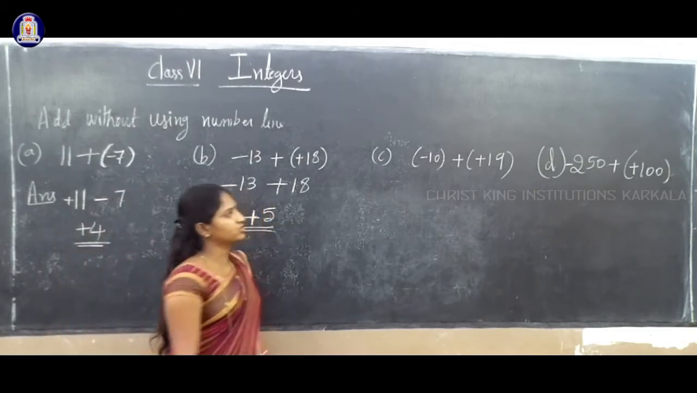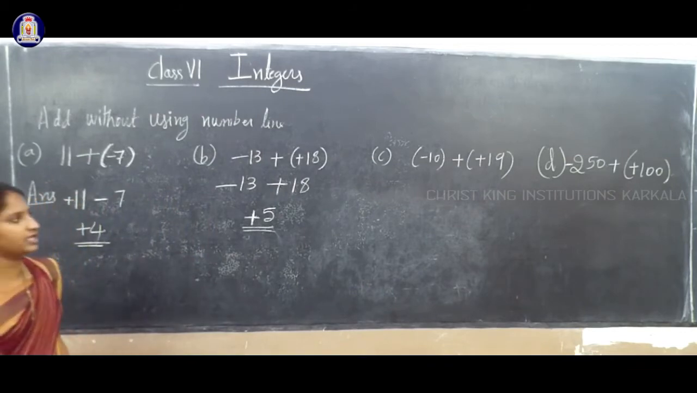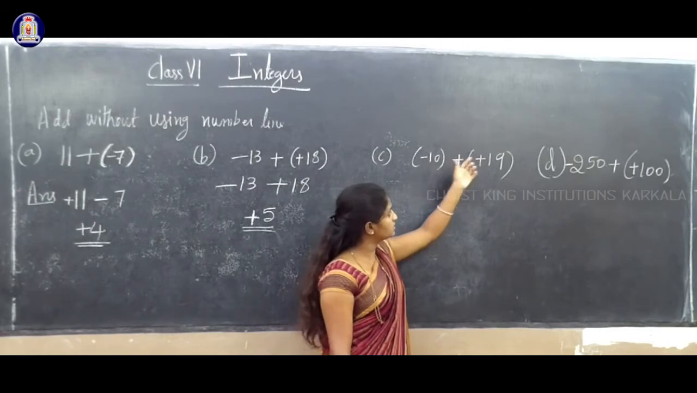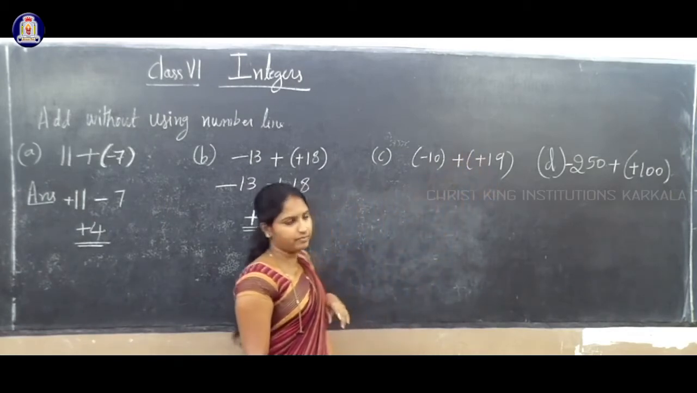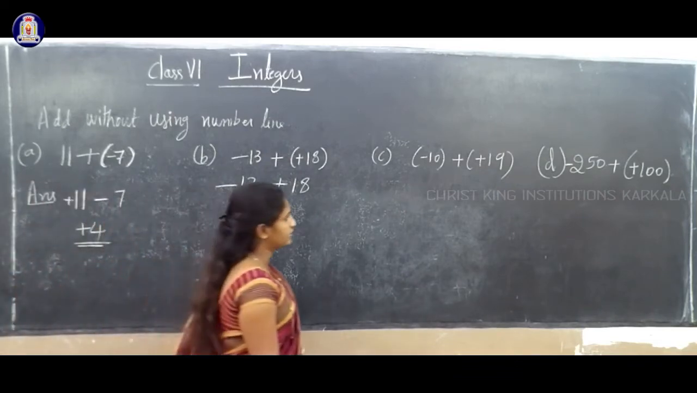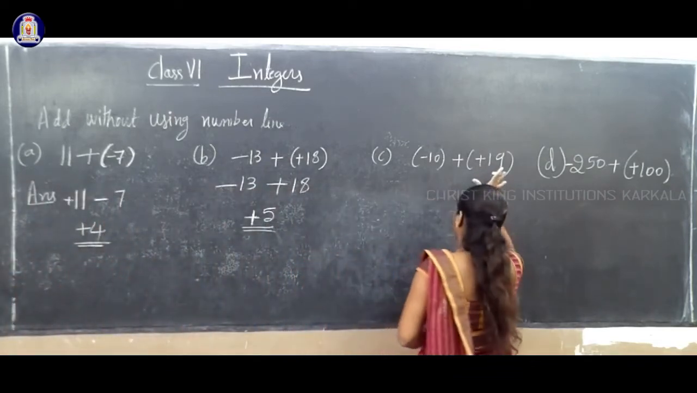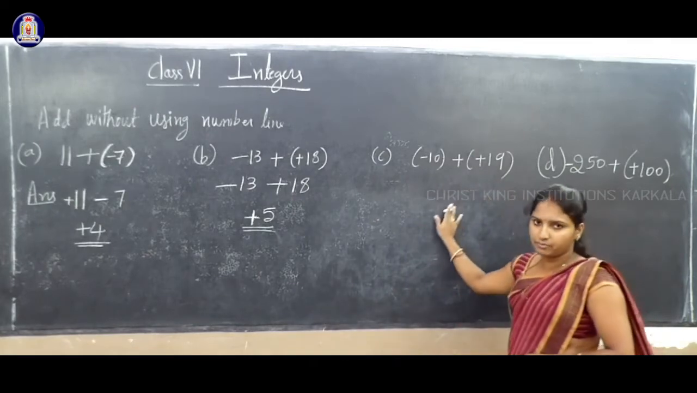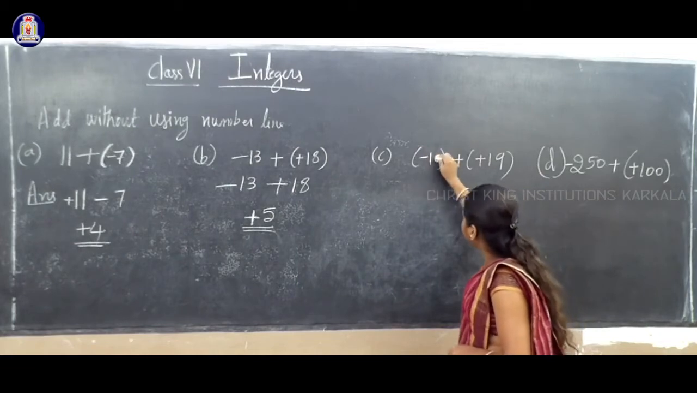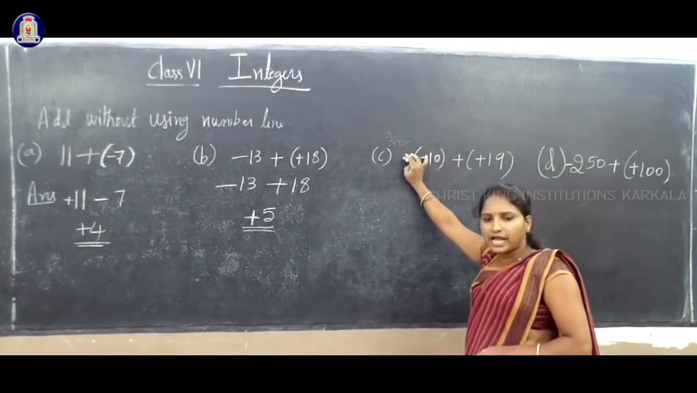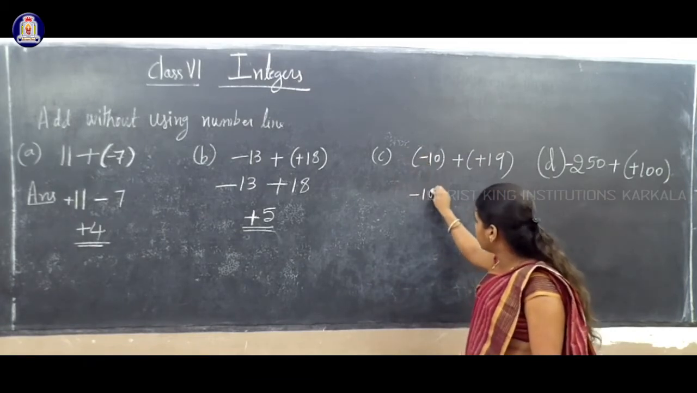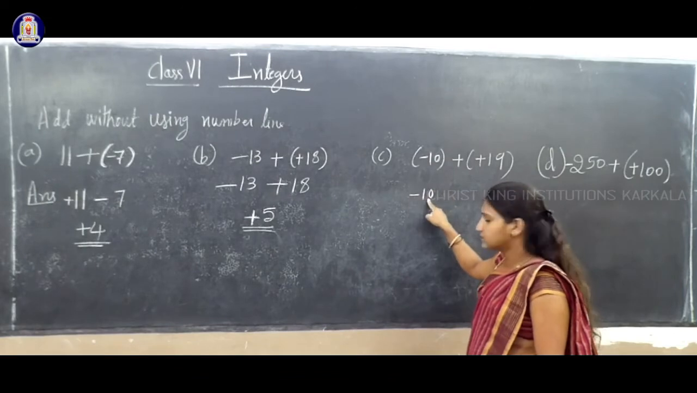Now in the third question, one integer is negative, that is minus 10, plus plus 19. You want to add minus 10 and plus 19. But the integer is given inside the bracket, so the first step is to remove the bracket. In front of minus 10, is there any other sign or number? No. So directly you can write the number, that is minus 10.